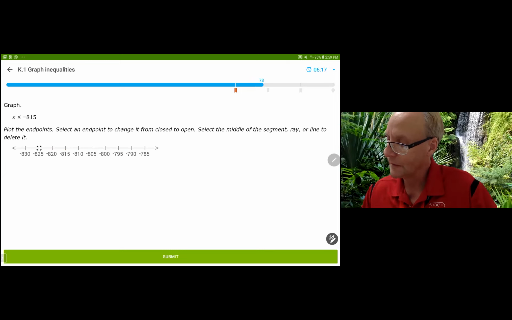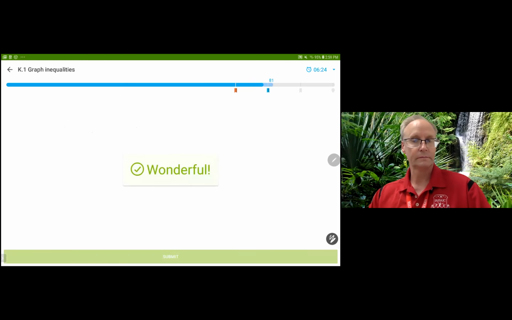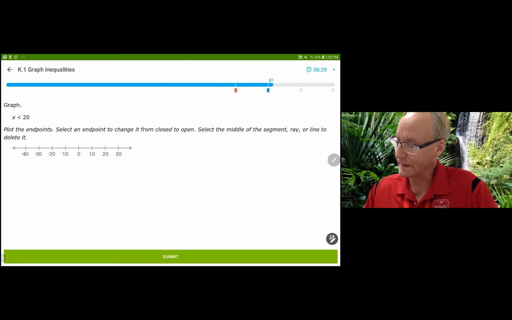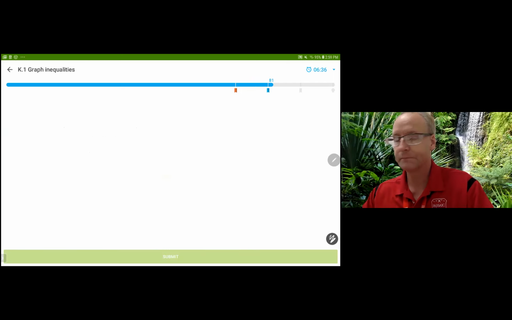Negative 815, and it's going this way. Oh, I see how you get rid of it. Just go off the end. Negative 815, and it has to be less than or equal to. We're almost done. Just graphing inequalities, not that hard. X is less than 20. We include the 20, and we do not want to include it. There we go.